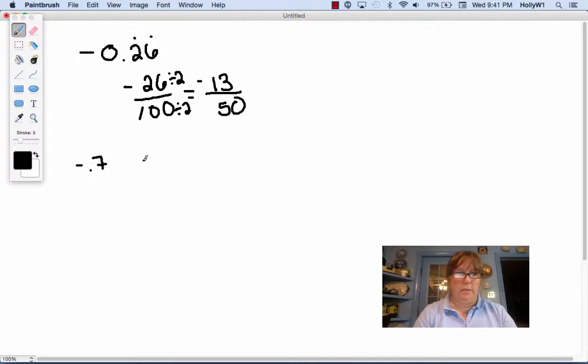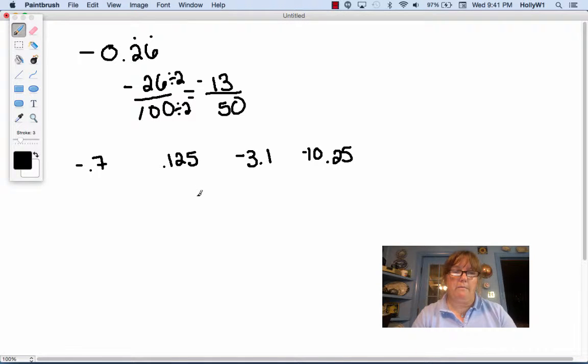Negative 0.7. 0.125, negative 3.1, and negative 10.25. So solve those four and then come back.